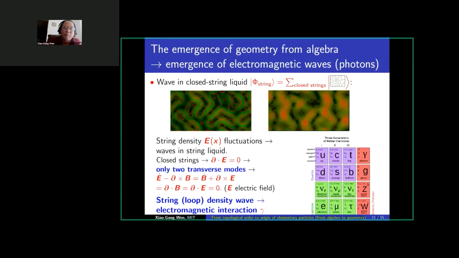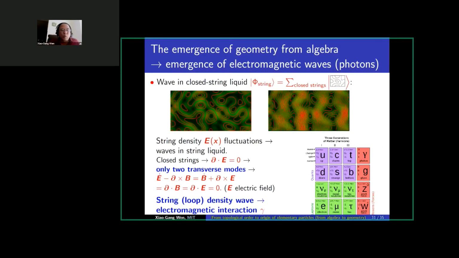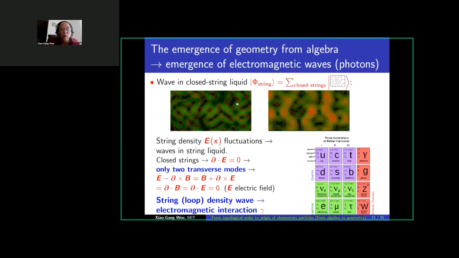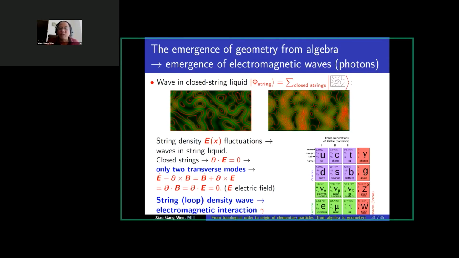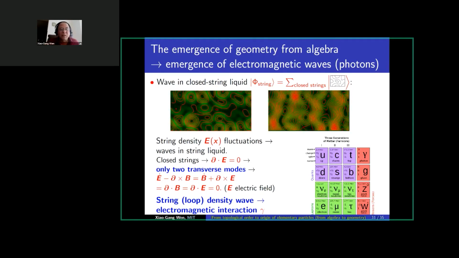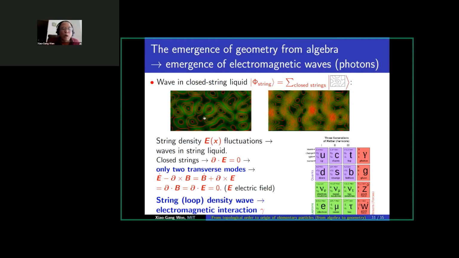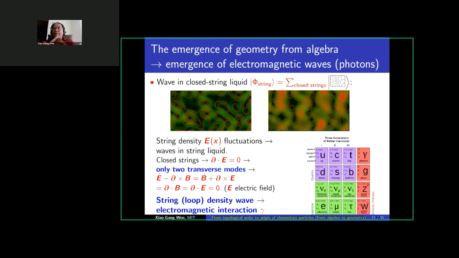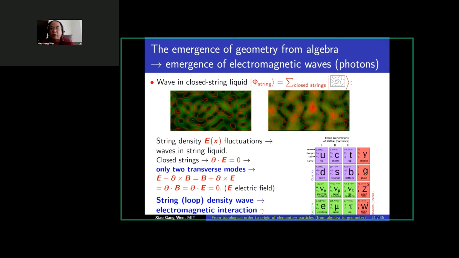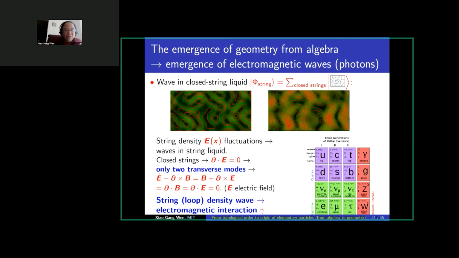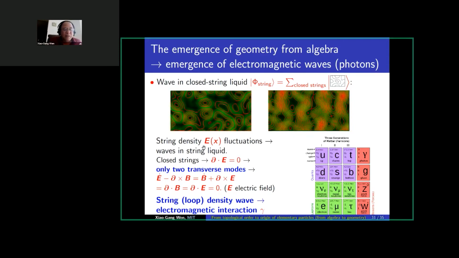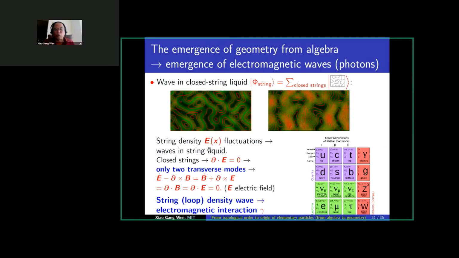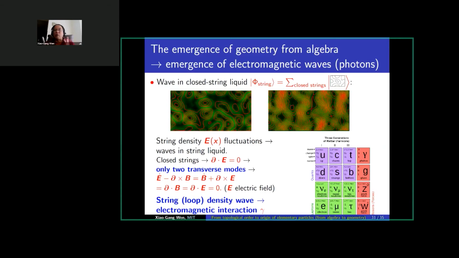We can get the Maxwell equations also, because once we have a string liquid, then we can ask what is the collective mode, what is the wave in the string liquid. Then naturally, you have a density wave of string. You know, somewhere there is more string, elsewhere less string. So you have a density wave of string. That is a wave in the string liquid. However, the string density wave is described by a vector, not by a scalar. The density is described by a vector because a string has orientation. When you say more string, you have to say more string in which direction.